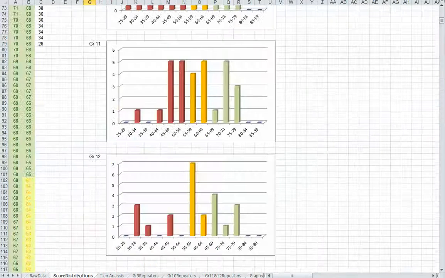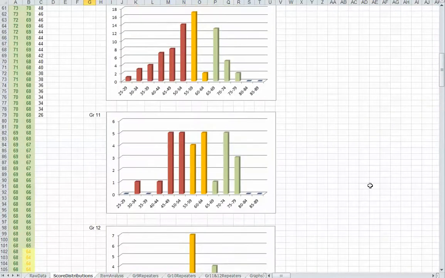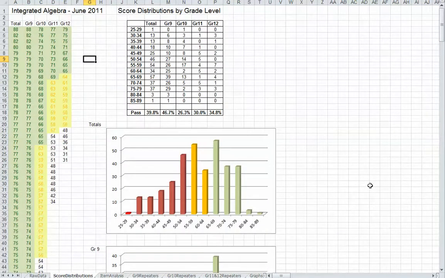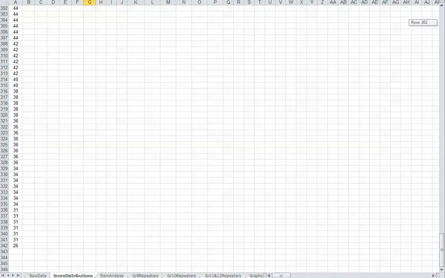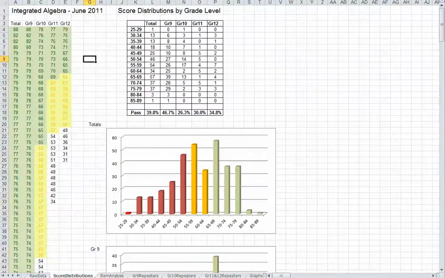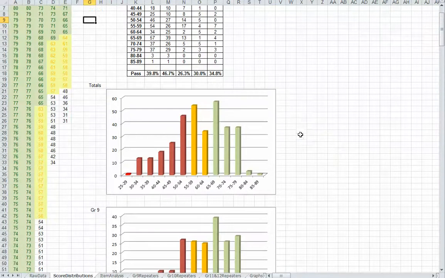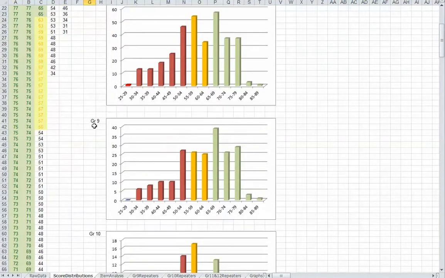We've taken the student results and put them into a set of score distributions by grade level. So this was the total. There's something like 342 students who sat for the exam, and we've got the entire cohort here: greater than 65%, between 55 and 64, and less than 54%. Then we've broken it down into grades.